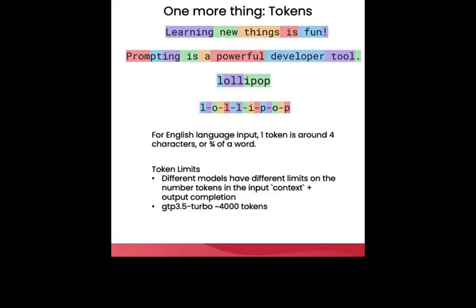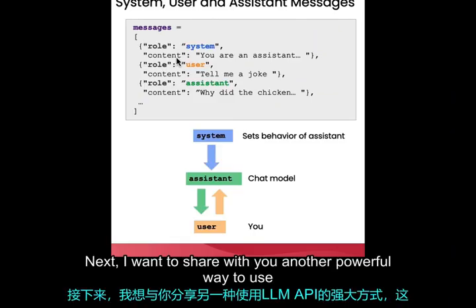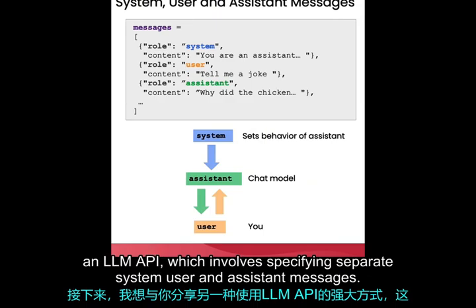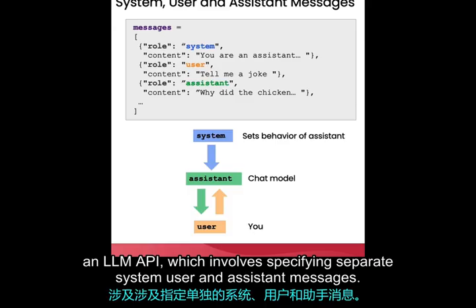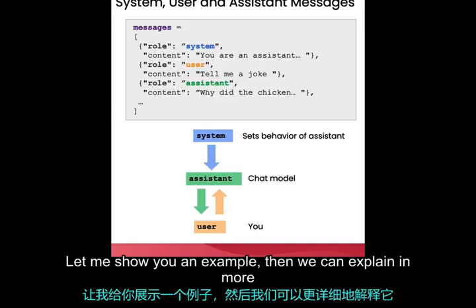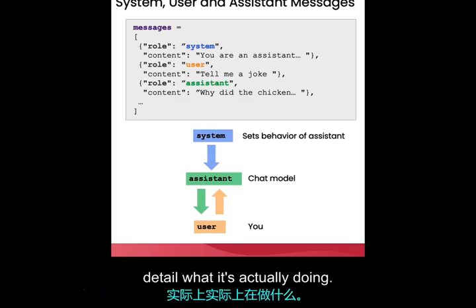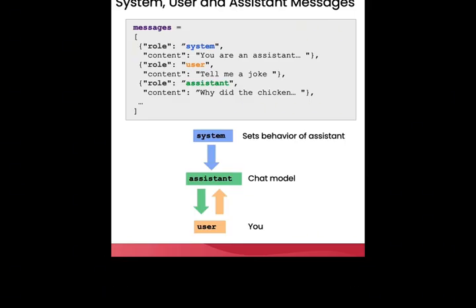So if you try to feed it an input context that's much longer than this, it'll actually throw an exception or generate an error. Next, I want to share with you another powerful way to use an LLM API, which involves specifying separate system, user, and assistant messages. Let me show you an example, then we can explain in more detail what it's actually doing.